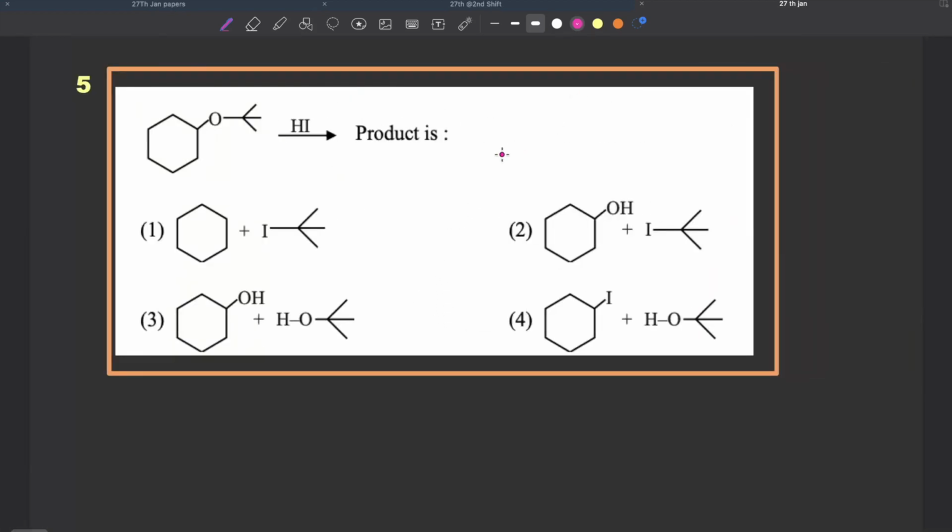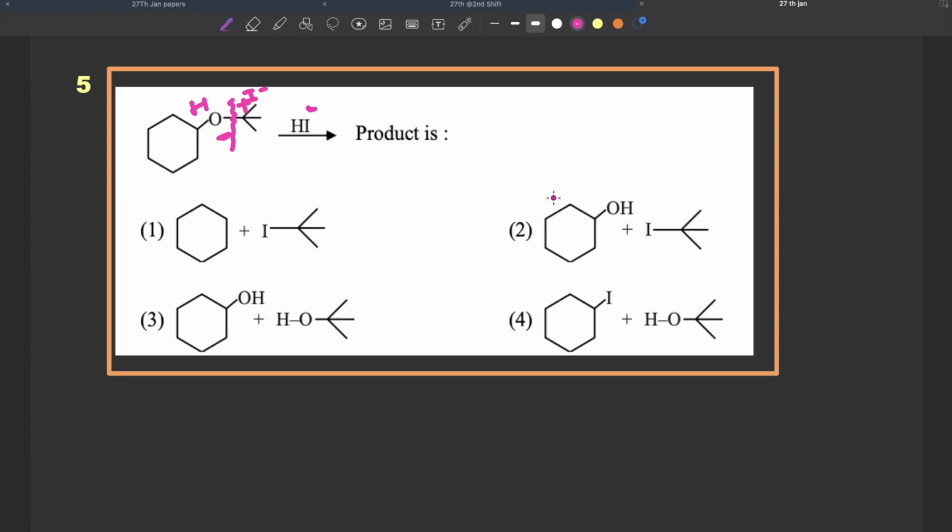Yeah, this is another important question asked here. We have an ether which has a tertiary alkyl group on one side and cyclohexane on the other side. An unsymmetrical ether is given and it is reacting with this. We need to break the bond here so that a tertiary carbocation is formed, which is attacked by I minus. So hydrogen adds here, and I minus adds up here.